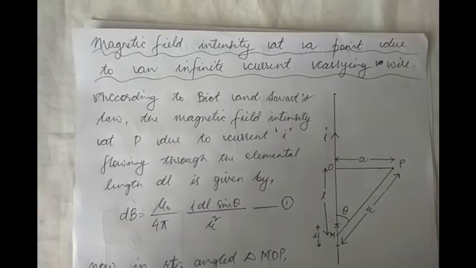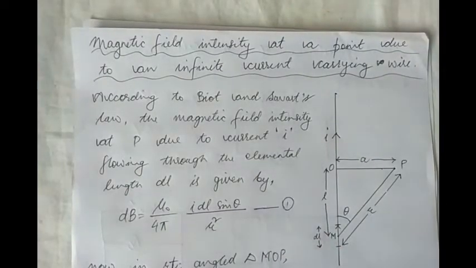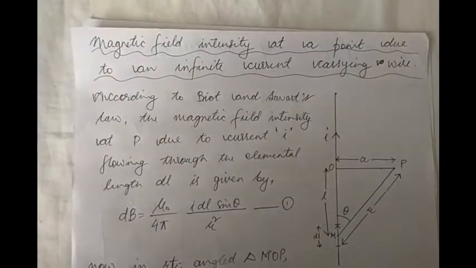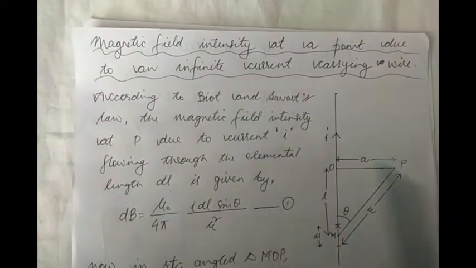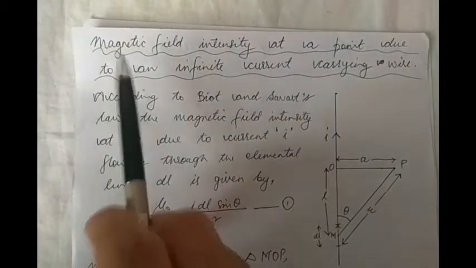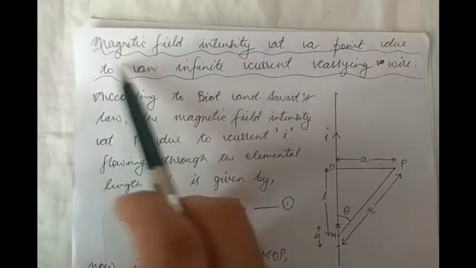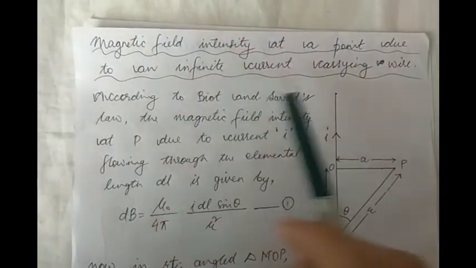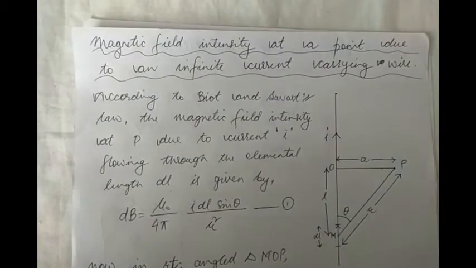Now coming to the main topic for this video. The main topic for this video is the first application of Biot-Savart's law, which is finding the magnetic field intensity at a point due to an infinite current carrying wire.